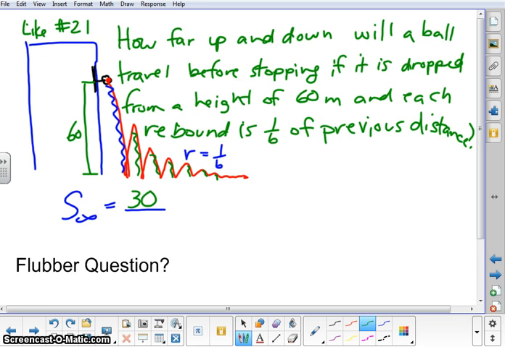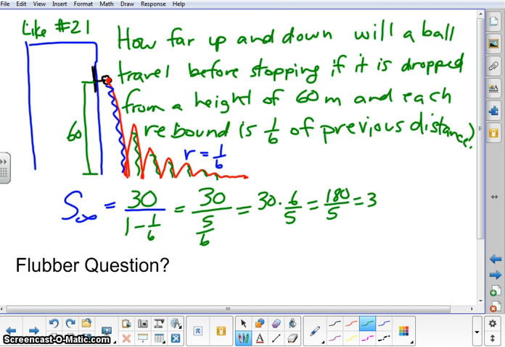Which makes this problem a little tricky. That's why I wanted to get an example of it. And then 1 minus 1/6. So we end up getting 30 over 5/6, which is 30 multiplied by the reciprocal. And that's going to be 180 over 5, which then equals 36.